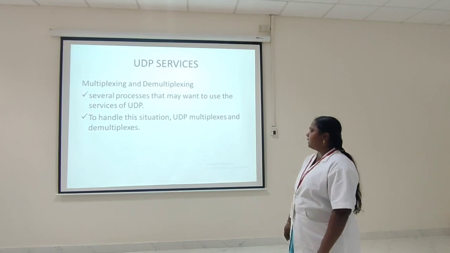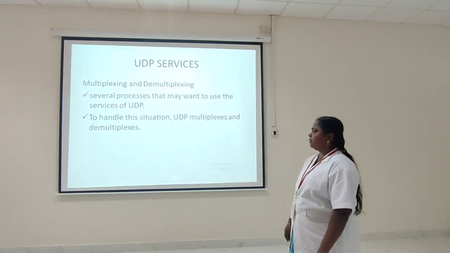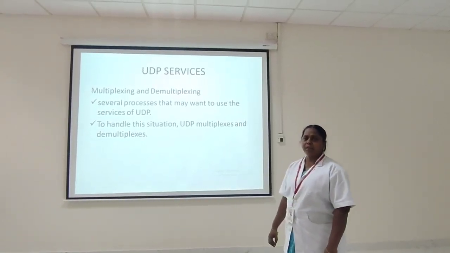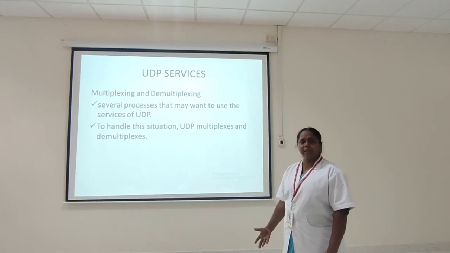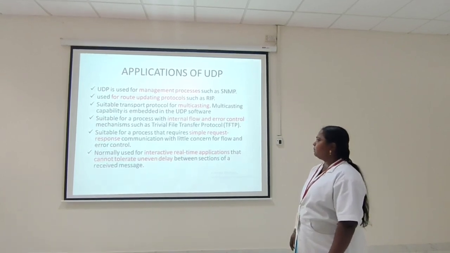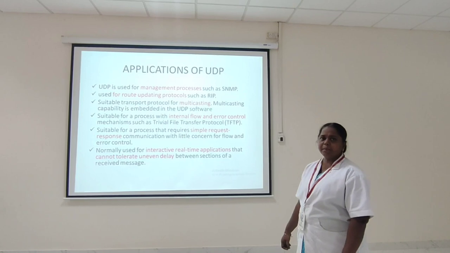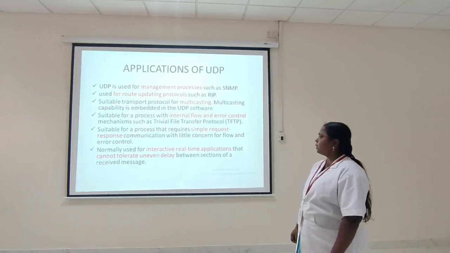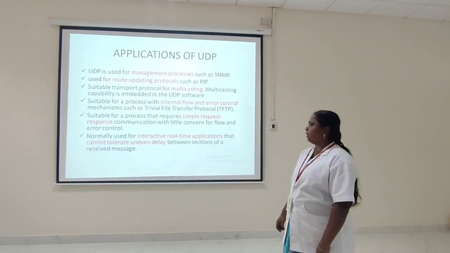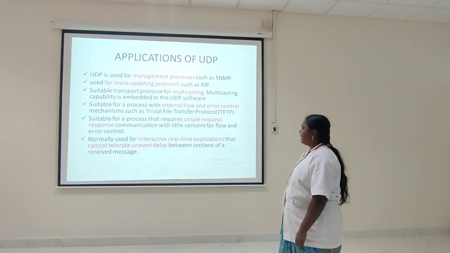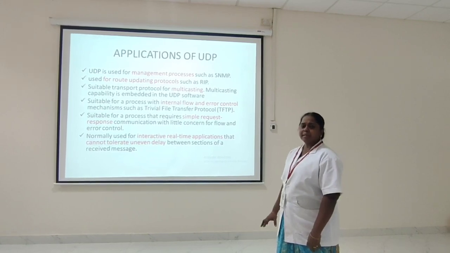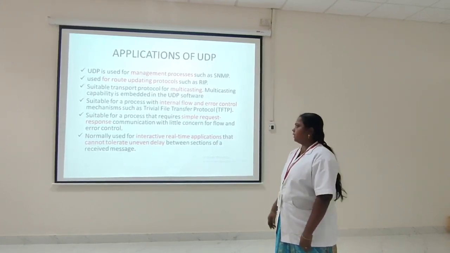Multiplexing and demultiplexing. Several processes may want to use the service of UDP. To handle this situation, UDP multiplexes and demultiplexes. That is, many data to one on the sender side, and vice versa, one to many on the receiver side. Applications of UDP. UDP is used for management processes such as SNMP, Simple Network Management Protocol. It is used for route updating protocols such as RIP. It is a suitable transport protocol for multicasting. Multicasting means sending data to many clients.